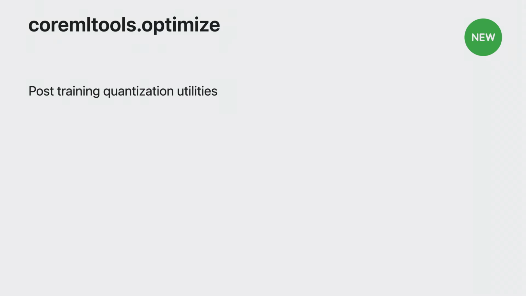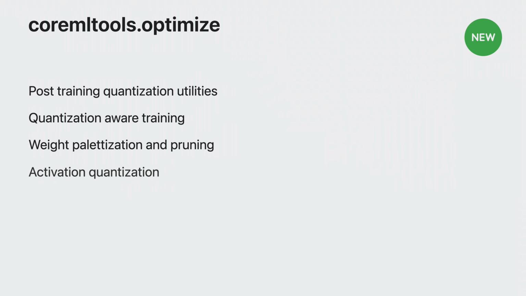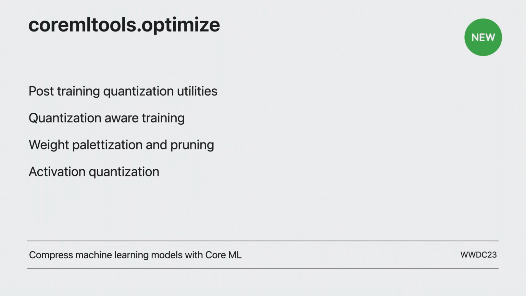There's a new optimize submodule in the CoreML Tools package. It unifies and updates the post-training compression utilities and adds new quantization-aware training extensions for PyTorch. This gives you access to data-driven optimizations to help preserve accuracy for quantized models during training. This is coupled with new operations which support activation quantization in CoreML's ML program model type. Check out this year's session on compressing machine learning models with CoreML to learn more.